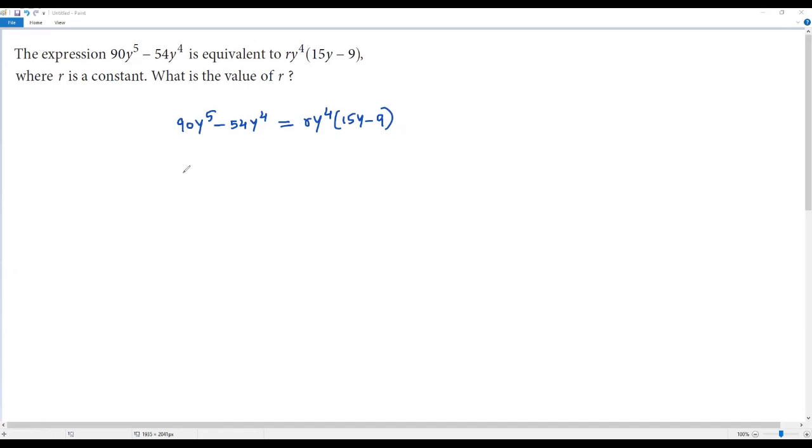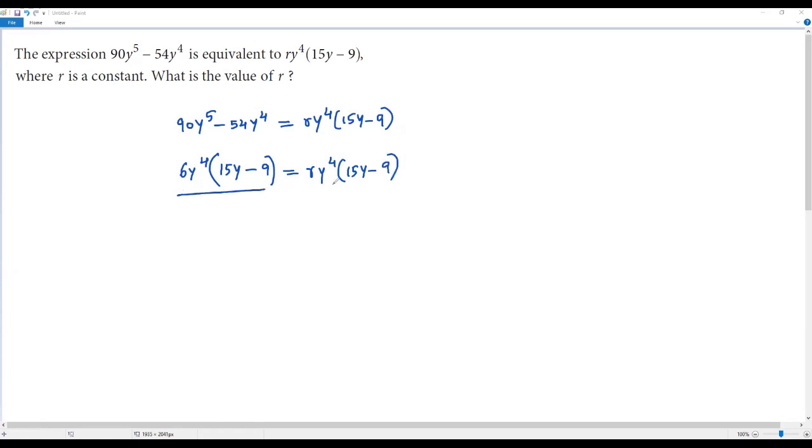So now what we can do is factor 6 times y^4 out from the two terms over here. Now to get the stuff inside the parenthesis, we have to divide both the terms by the one I factored, that is 6y^4. When I divide this one by 6y^4, I am getting 15y. When I divide this one by 6y^4, I am getting negative 9. On the right side, we can write this stuff as it is, that is r times y^4 times (15y - 9).